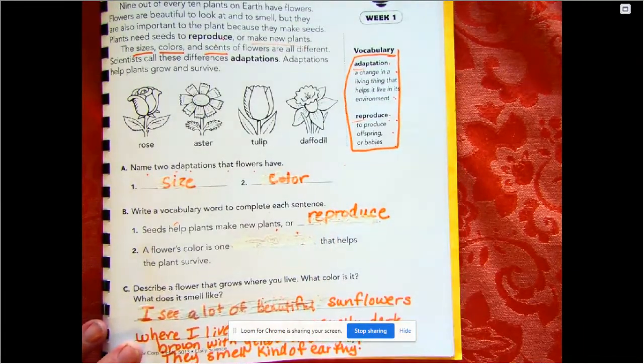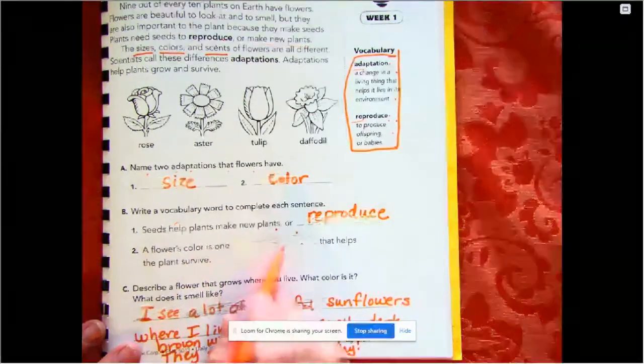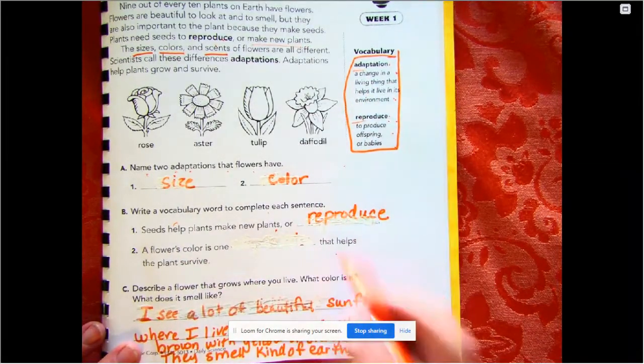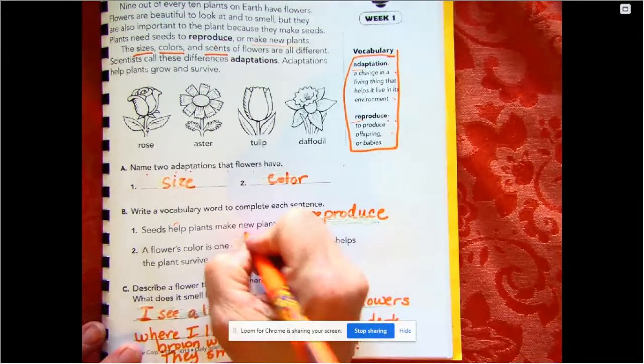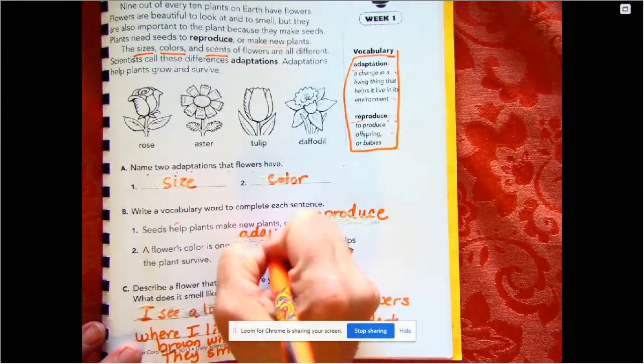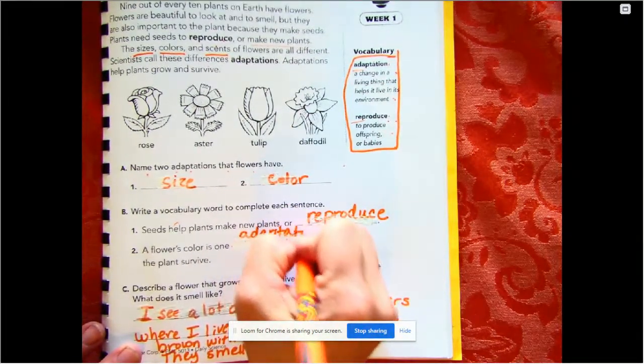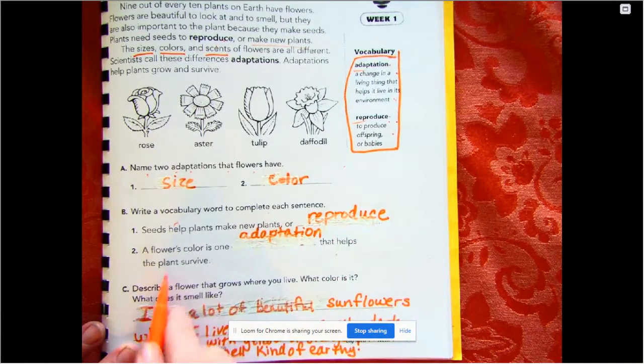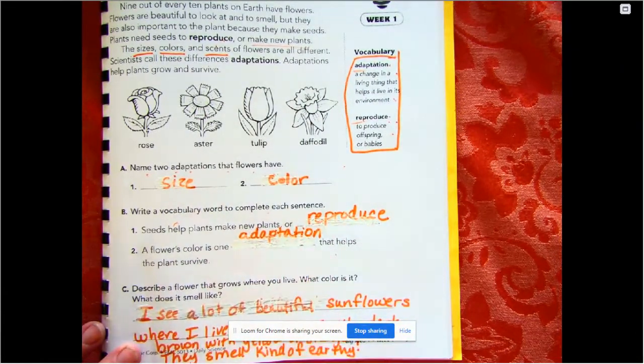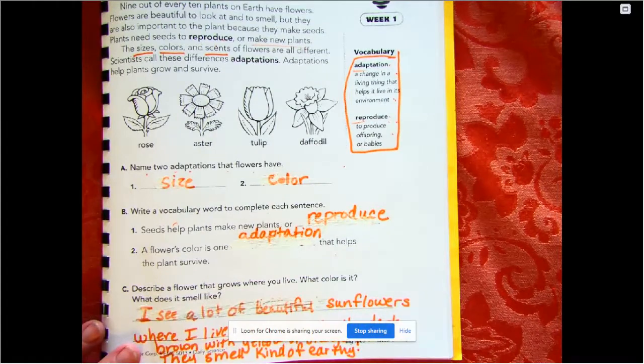Okay. A flower's color is one adaptation that helps the plant survive. I'm going to write it up here just to hopefully make it a little easier. A flower's color is one adaptation that helps the plant survive.